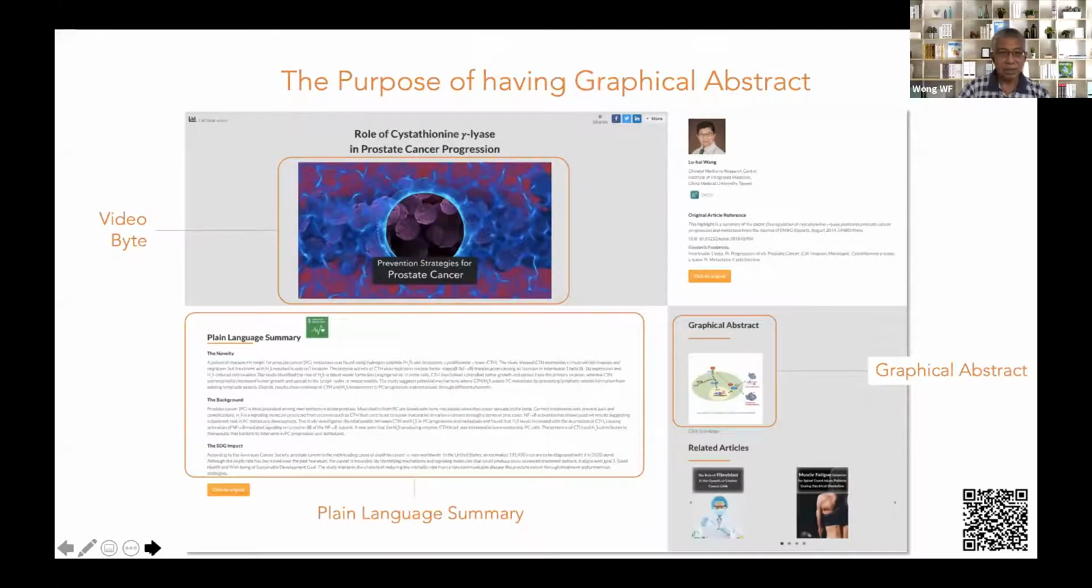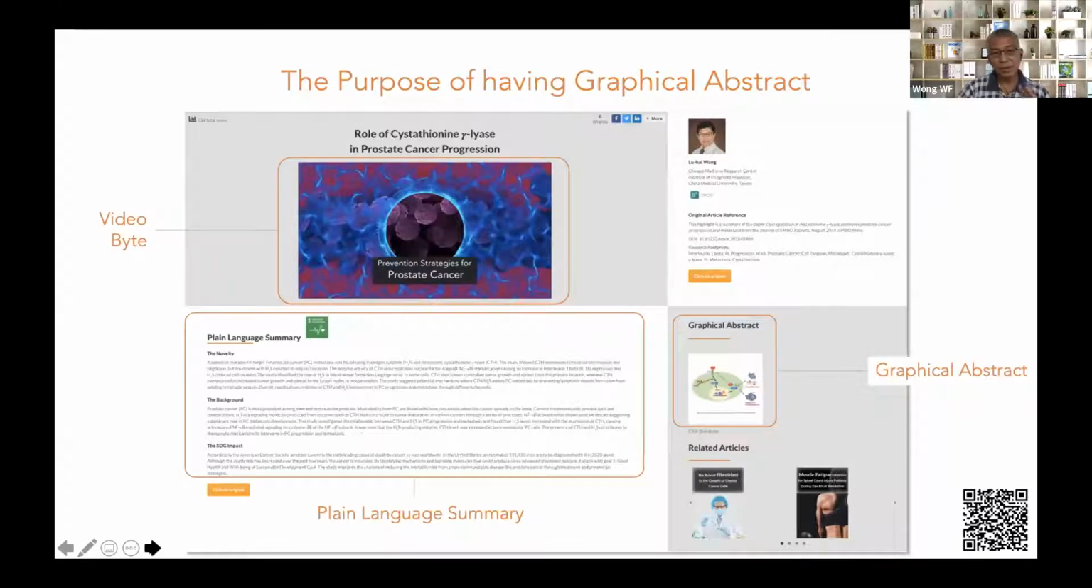Basically, you can see here you have a video bite, which is a very brief introduction. You have a plain language summary that we spoke about yesterday, using the big why, and what. On the top right corner, you can see the typical researcher information: your name, your ORCID ID, even your ResearchGate link, etc. As you move down from the right side, you can see there's a graphical abstract.